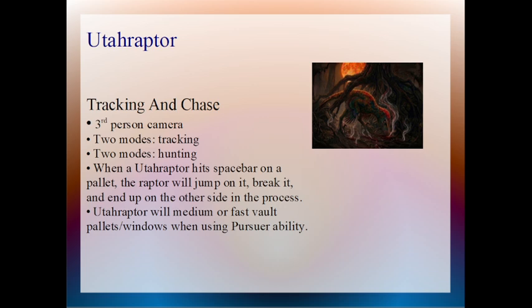And then, Utah Raptor will have a pursuer ability in hunting mode once it fills a blood meter, which will let them vault, fast vault, or medium vault windows and pallets. And the window animation, instead of vaulting, is going to be digging under, like that scene from Jurassic Park where they're all digging under the little building after Ian Malcolm's kid, right?